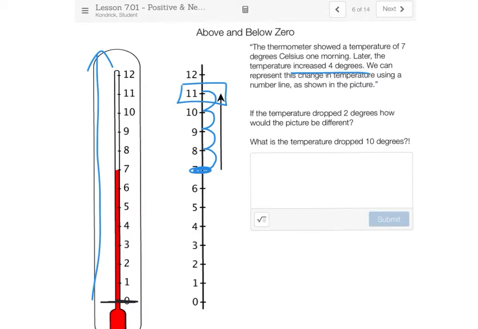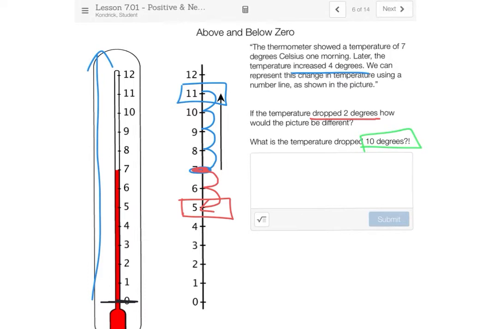Well, what about if the temperature dropped 2 degrees? So instead of going at an increase of 4, what if it dropped 2 degrees? Well, if we started at 7, it would drop or go down 1, 2 degrees, so it would be at 5 degrees instead. So it would just be showing that we can go up and down the number line even if it's vertical. What if the temperature dropped 10 degrees?